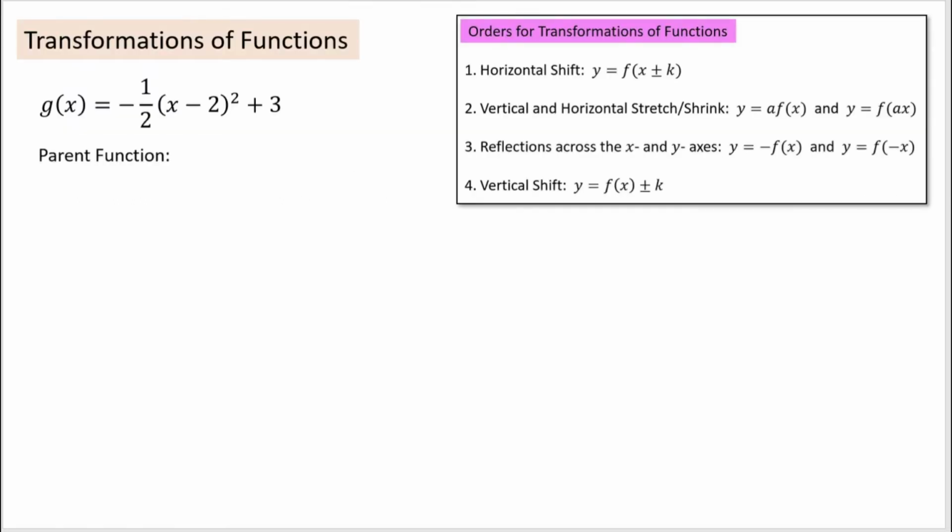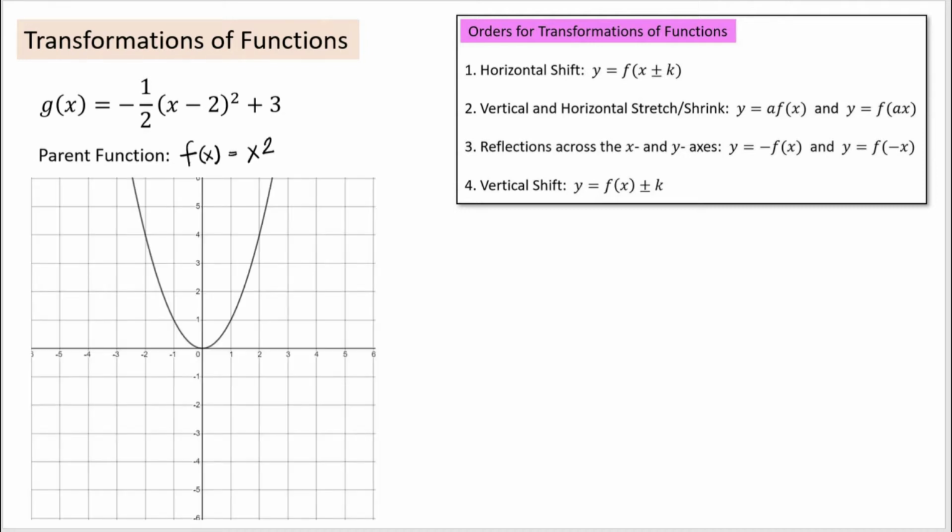Let's graph the function g of x, which is equal to negative 1/2 times (x minus 2) squared plus 3. The parent function is x squared. The first transformation we need to consider is the horizontal shift. Let's look at (x minus 2) squared.